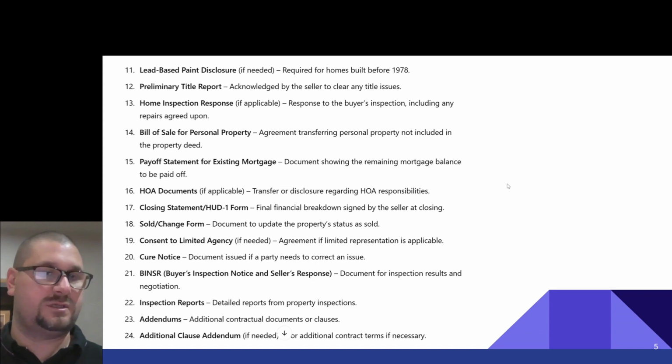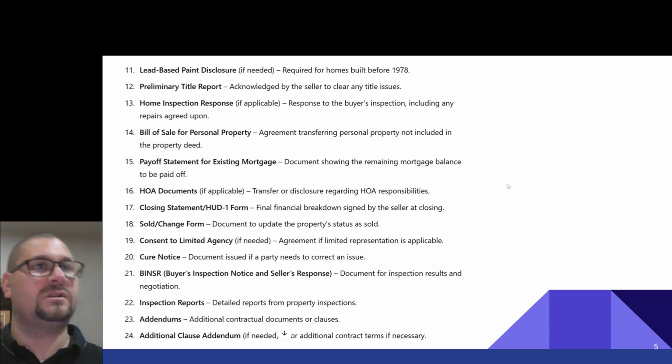Cure notice. If you're dealing with an agent and they're not on the up and up with everything that you've done, send them a cure notice, and it will get done. Right? It will go up to the broker. It's a document issued if a party needs to correct an issue. That's the cure notice. The BINSR, buyer inspection notice seller response. So the BINSR is when the buyer does their inspection and then they want something done. So it's a document for inspection results and negotiation.